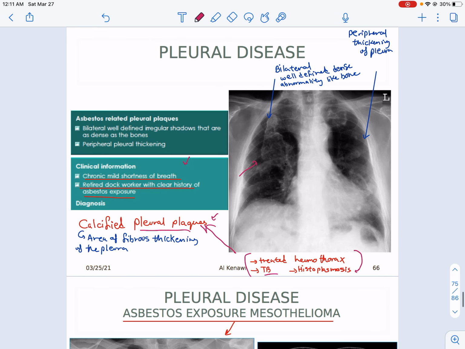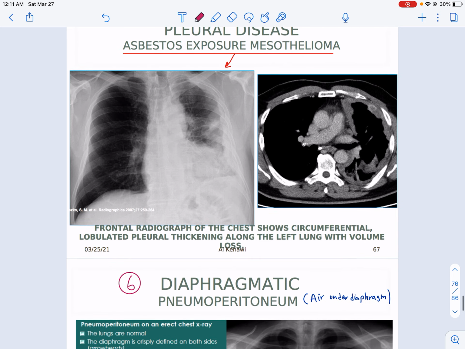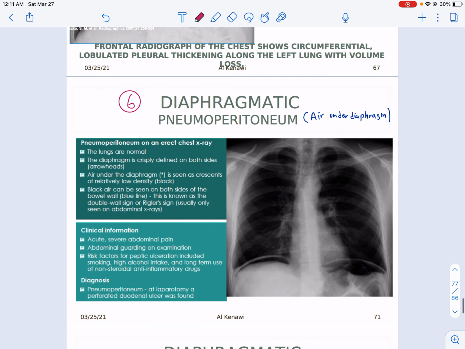Okay, and here is another picture, also for the diaphragm. Basically this is very easy. If you look at the diaphragm, we can see there is air under the diaphragm. Right away this is pneumoperitoneum: we can see the air in the peritoneal space, so it's air under the diaphragm.